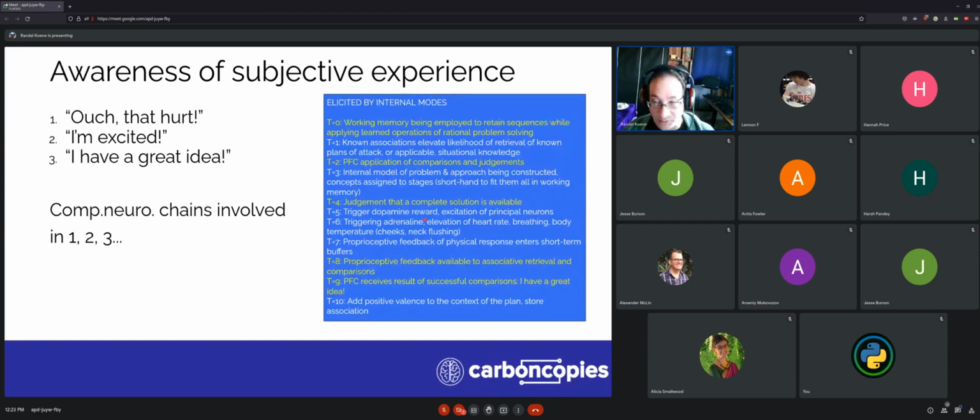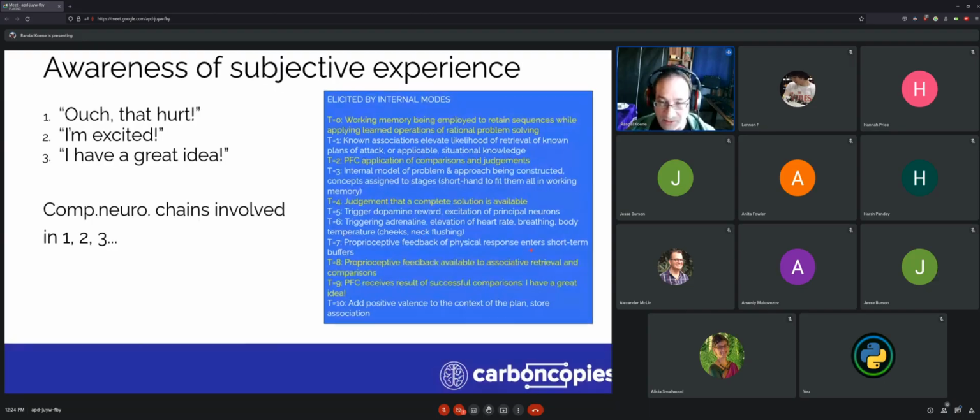So this triggers a dopamine reward, an excitation of principal neurons. That triggers adrenaline, elevation of heart rate, breathing, body temperature, your cheeks flush, your neck flushes. Proprioceptive feedback of physical response enters your short-term buffers. Proprioceptive feedback is then available to associative retrieval and comparisons, and the prefrontal cortex receives the result of those comparisons, and that's when you know, oh wow, my cheeks are all flushed, I'm so happy with this result, I have a great idea. And then you add that positive valence again to the context of that plan and store that away. So here we have these three different types of examples.